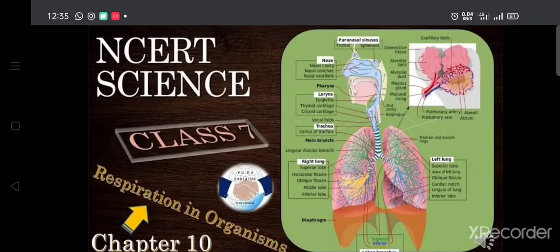As you know, we are going with chapter number 10, Respiration in Organisms. Children, we have already started our chapter and we have gone to the topic of breathing and breathing rate. So today we are going to see in an elaborate manner what is breathing, how we can calculate breathing rate, and also how we breathe. What is the function behind breathing?